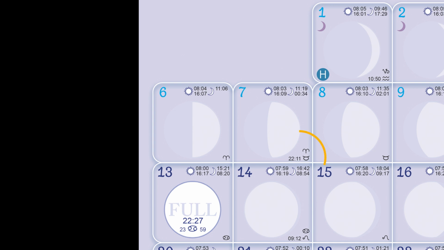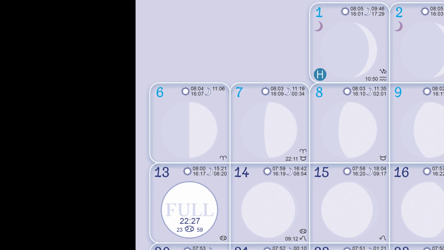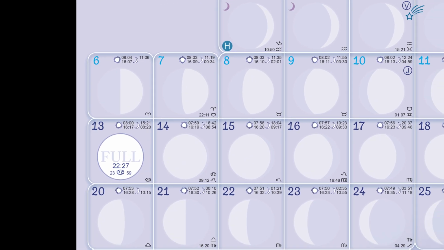We then have the lunar ingresses in the bottom right corner, which tells us when the moon changes sign. Here you can see the sign that the moon is in, and then when it moves to the next sign. The moon moves around the zodiac through all 12 signs in just under a month, staying in each sign for about 2.5 days.